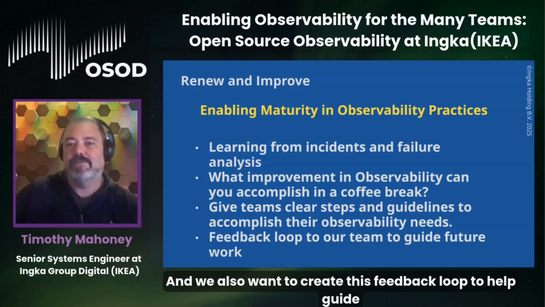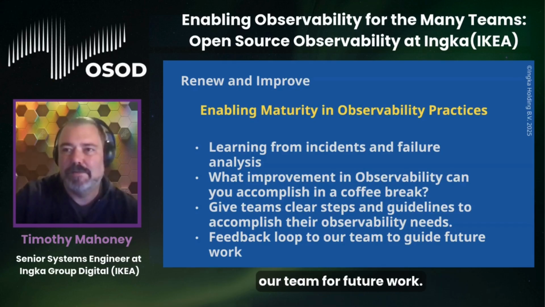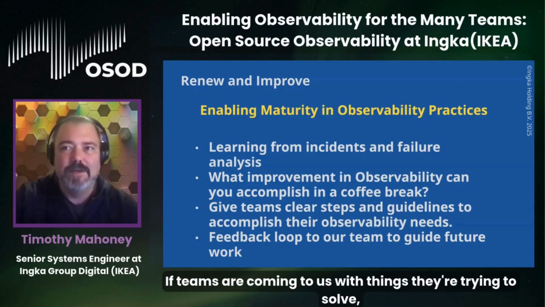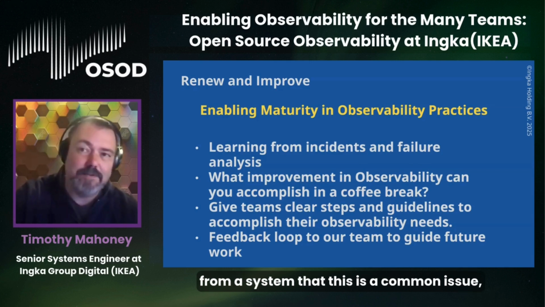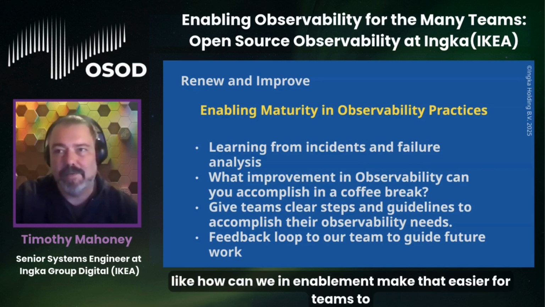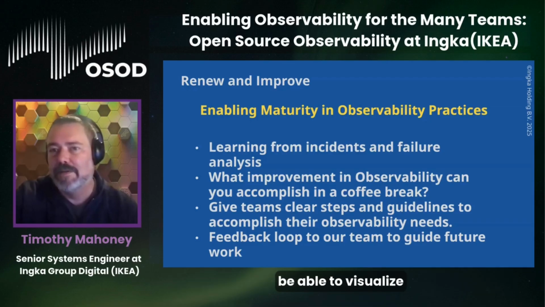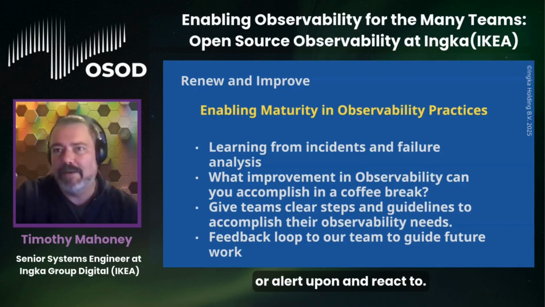And we also want to create this feedback loop to help guide our team for future work. If teams are coming to us with things they're trying to solve, or if we see from the failure analysis of a system that this is a common issue, a common blind spot, how can we in enablement make that easier for teams to be able to visualize or alert upon and react to?